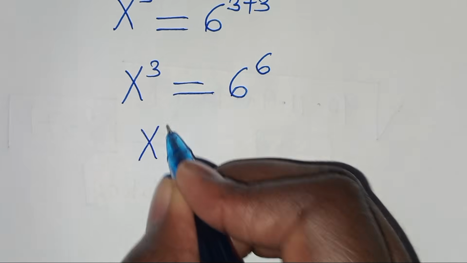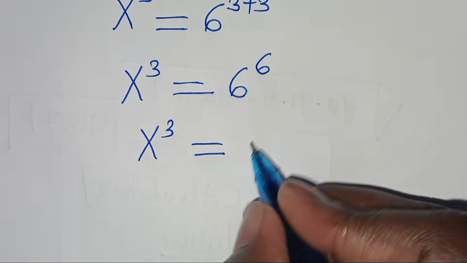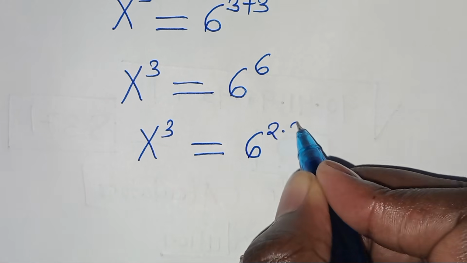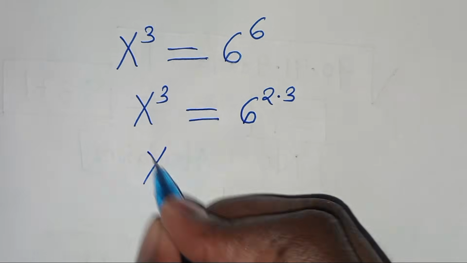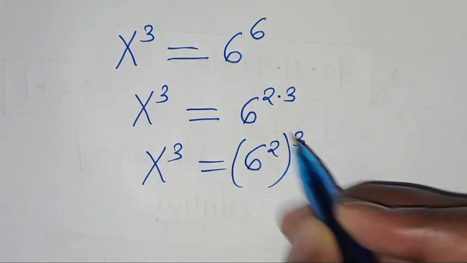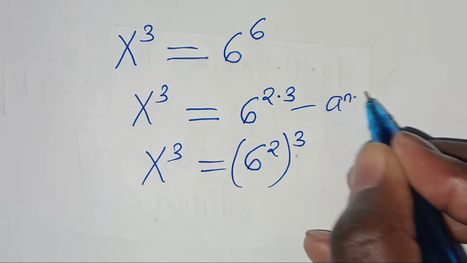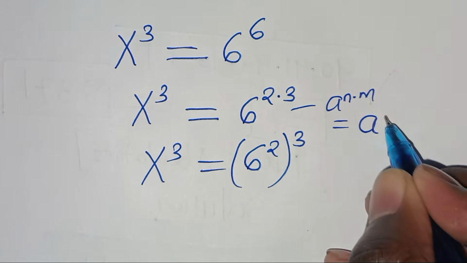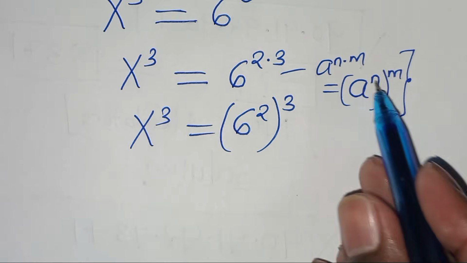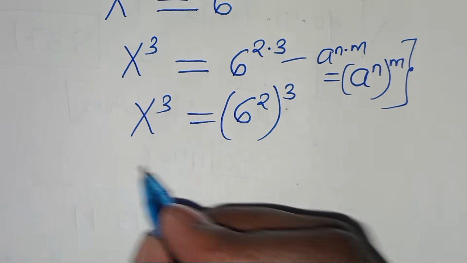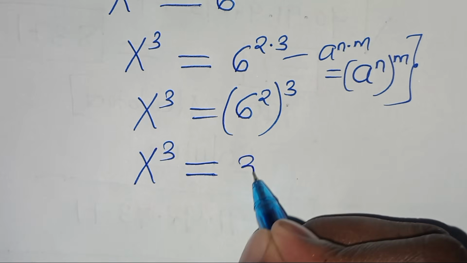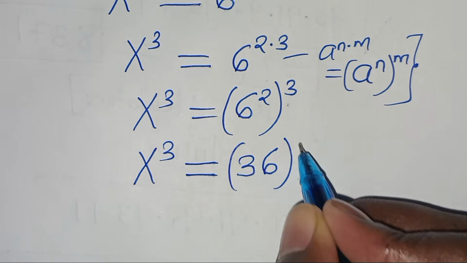So we have x to the power of 3 equal to 6 to the power of 6. This is the same thing as 6 to the power of 2 times 3, which we can express as 6 to the power of 2 raised to the power of 3. Remember, this is in the form of a to the power of n times m, which can be expressed as a to the power of n raised to the power of m. Applying this exponent property, here we have x to the power of 3 equal to 6 squared, which is 36, raised to the power of 3.